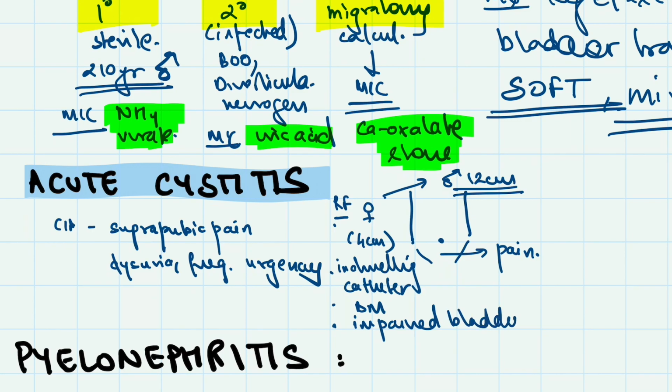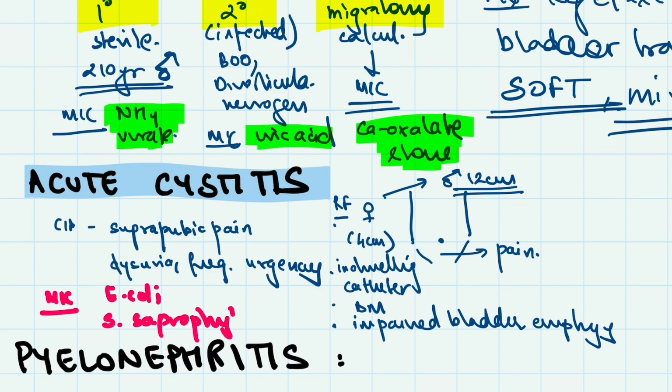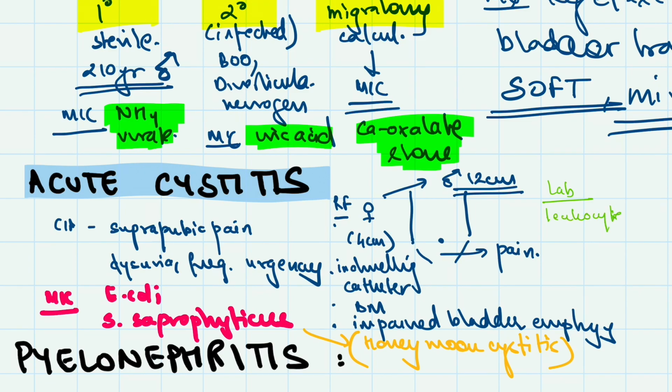Now talking about causes, the most common cause of cystitis is E. coli. While if the person is young or is sexually active, then the most common organism changes to Staph saprophyticus. Right? And remember that it is responsible for causing honeymoon cystitis. Right? Because the patient is young and sexually active. The other cause can be Klebsiella and Proteus, and if the patient has infection with Proteus, the urine will have an ammonium smell. If you talk about the lab parameters, then on investigation we can see that the leukocyte esterase is positive.